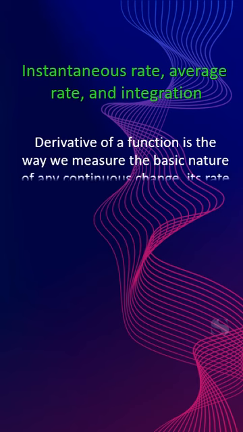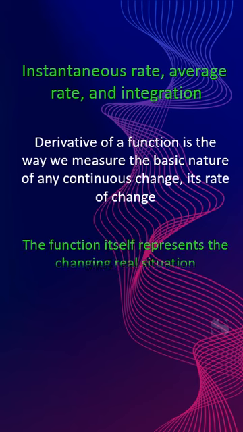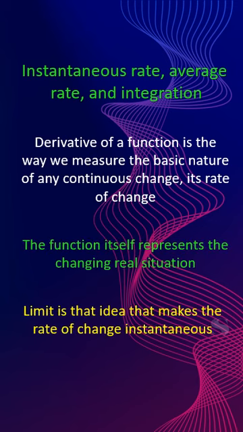The derivative of a function is the way we measure the basic nature of any continuous change, its rate of change. The function itself represents the changing real situation. Limit is the idea that makes the rate of change instantaneous. Limit helps us ensure that the computed rate of change at the point or instant of interest is indeed unchanging and representative of the rate of change at that point. That is the continuity idea about derivatives.